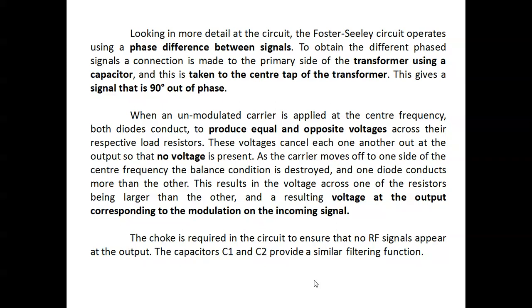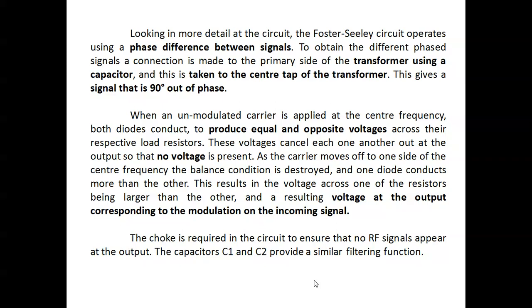This Foster-Seeley circuit is mainly operated by the phase difference between two signals, and that is why we are using a pair of diodes, D1 and D2. With that phase difference we can easily get the original signal. Then the transformer, with the capacitors, is a center-tapped transformer, giving a 90-degree phase shift. Due to that, we can get the original signal.